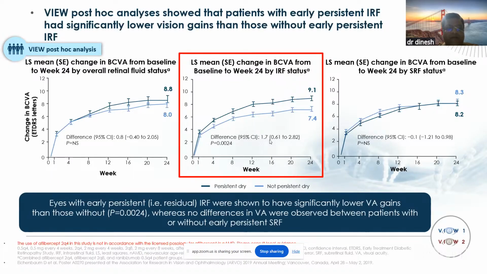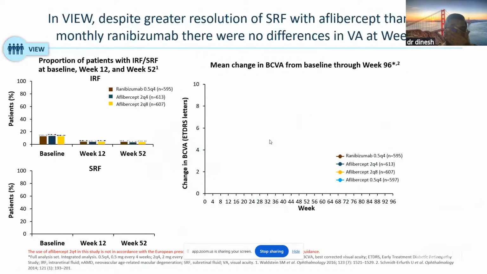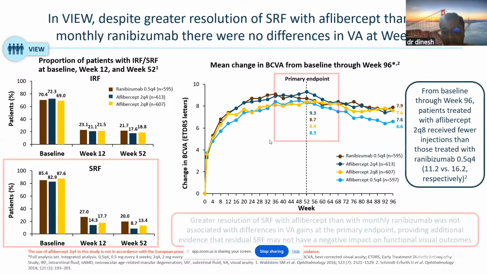Eyes with persistent or residual intraretinal fluid have shown significantly lower vision gains compared to those without IRF. So what we want to say is that in a case of neovascular AMD, intraretinal fluid is a poor visual outcome.